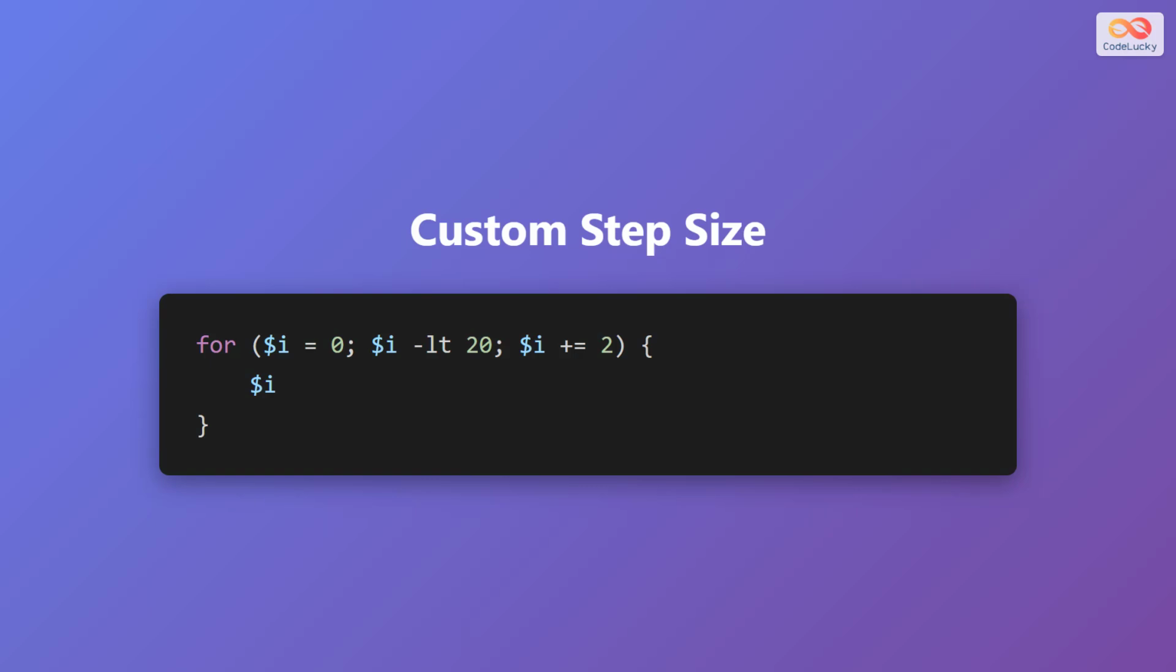You're not limited to incrementing by 1. The for loop allows custom step sizes using the += operator. In this example, we start at 0 and continue while $i is less than 20, but we increment by 2 using $i += 2. This creates a loop that processes only even numbers, 0, 2, 4, 6, and so on up to 18. Custom step sizes are valuable when working with patterns, processing every nth element of a collection, or implementing mathematical sequences.